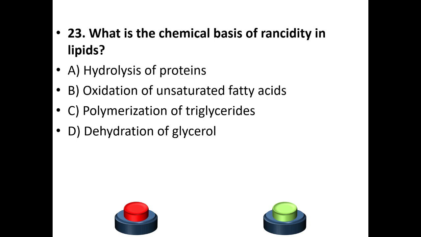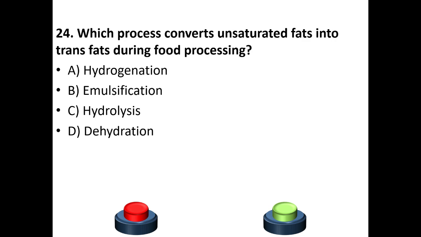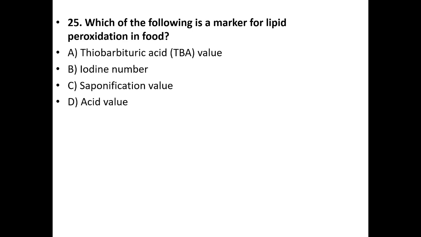23rd. What is the chemical basis of rancidity in lipids? Hydrolysis of proteins, oxidation of unsaturated fatty acids, polymerization of triglycerides, dehydration of glycerol. Which is the answer? Here answer is B, oxidation of unsaturated fatty acids. 24. Which process converts unsaturated fats into trans fats during food processing? Hydrogenation, emulsification, hydrolysis, dehydration. Which is the answer? Here answer is A, hydrogenation.